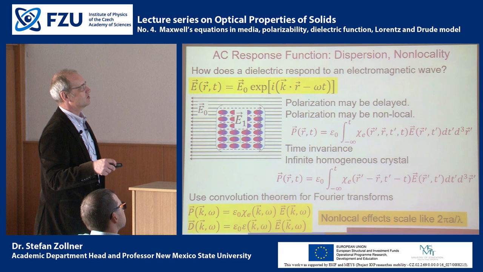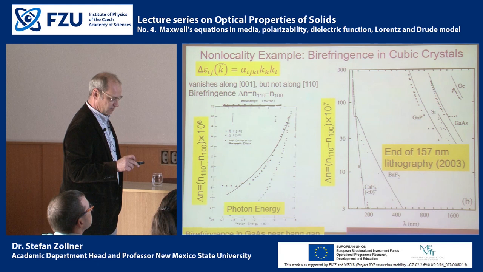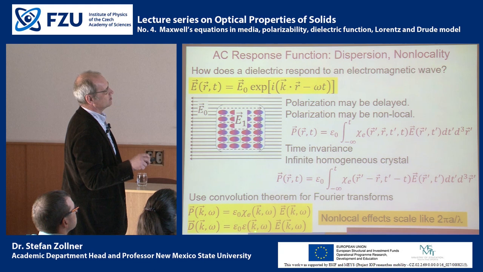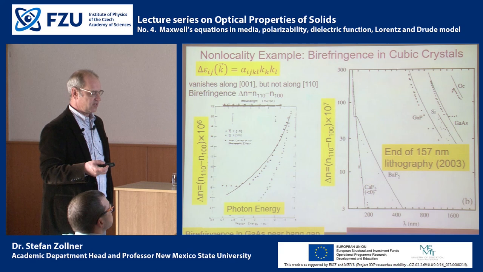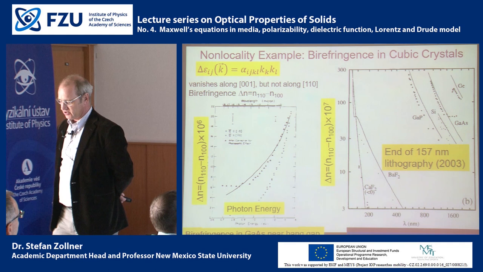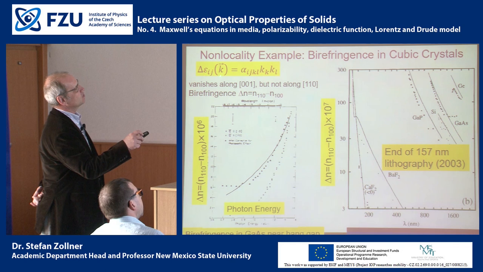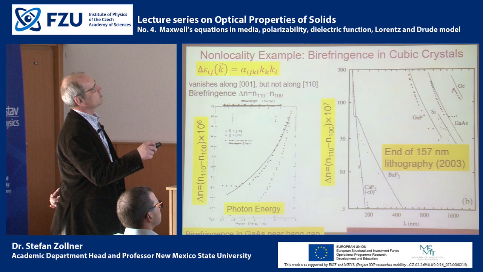Non-local effects are rare. So here's the one example that I want to give you for non-locality. Non-locality means that this epsilon depends on k. And if we have inversion symmetry, or if we have a cubic system, then the first part in the Taylor expansion of this non-locality vanishes. So there is no non-local contribution which is proportional to k. Instead, we look at the second term in the Taylor series. So we look at quadratic contributions.